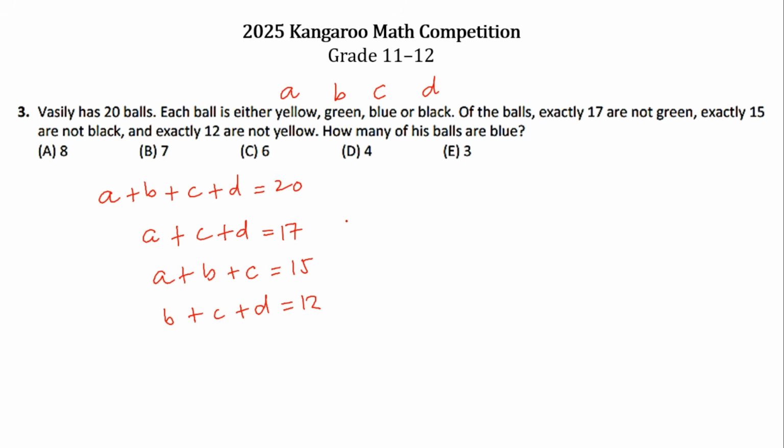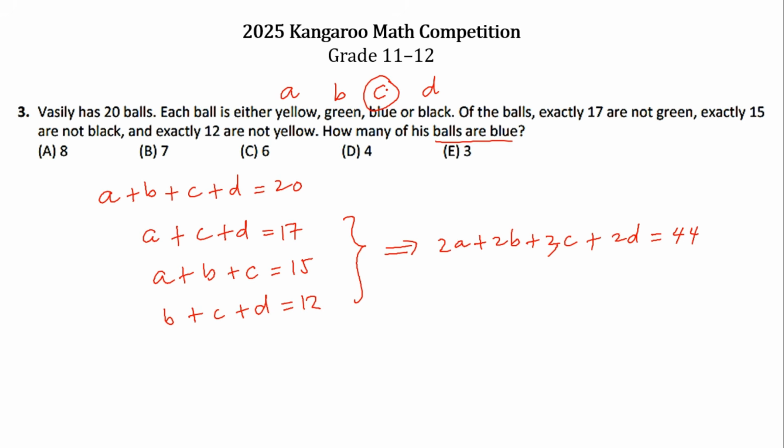Now, let's add these three equations. If we do that, we obtain 2 copies of A, 2 copies of B, 3 copies of C, and 2 copies of D. So we have 2A plus 2B plus 2C, plus 3C plus 2D, which is equal to 44.